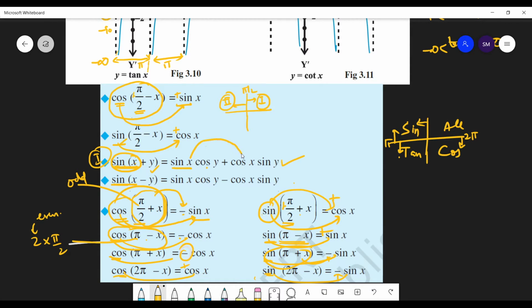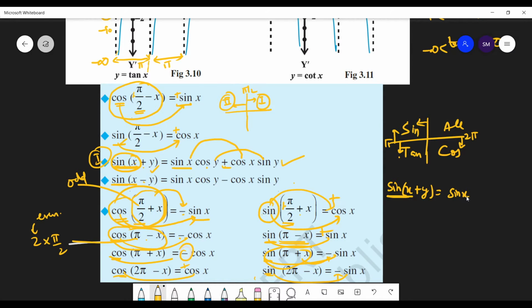Now x will be with cos and y will be with sine. Remember? And plus, plus. If it is minus, it's minus. So it's one formula actually. So let us see how shall I write it? sin(x plus y) is equal to sine x.